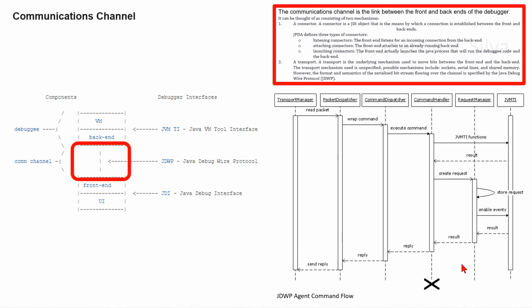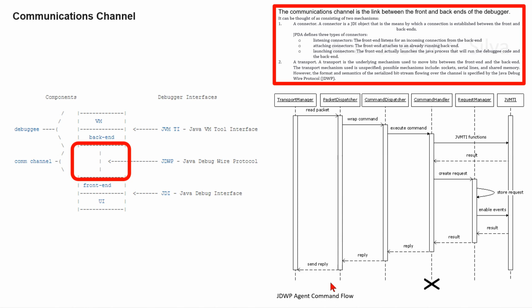If an error occurs, a corresponding exception is thrown at any phase, and the calling module stores the error info in the reply packet and sends it to the debugger via the transport manager. This is not shown in the picture in order to simplify the overall scheme.